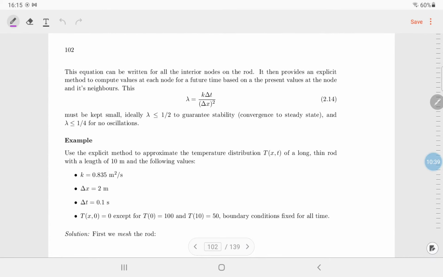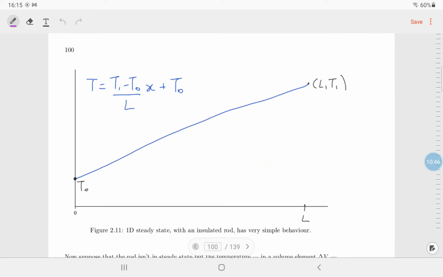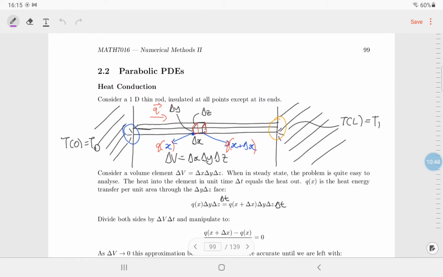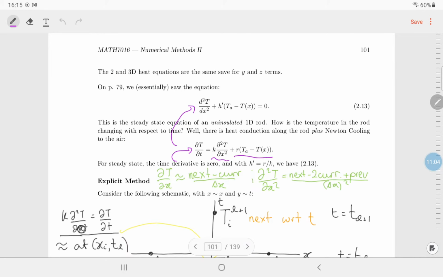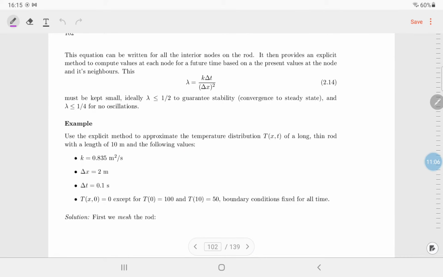So this equation can be written for all the interior nodes on the rod. You've chopped up your rod into loads of little pieces. For us, maybe 4 pieces, so 1, 2, 3, that's only 3 interior points. And you write that equation for each of the 3 points on the rod, and then off you go. This provides an explicit method to compute values at each node for a future time based on the present values at the node and its neighbors.